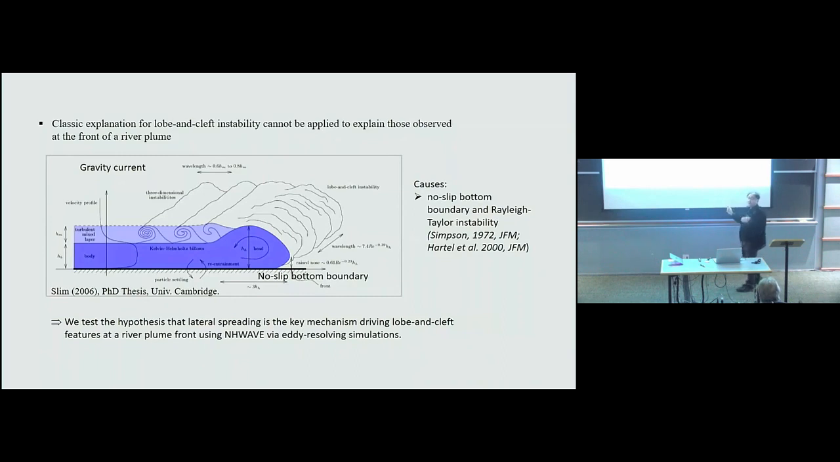However, for river plumes, we usually model the free surface of the river plume as a free-slip boundary condition. At least we're not going to model it as a no-slip boundary condition. So here we hypothesize that the lateral spreading of the river plume actually plays a very important role in triggering this lobe and cleft type of instability, using numerical simulation.